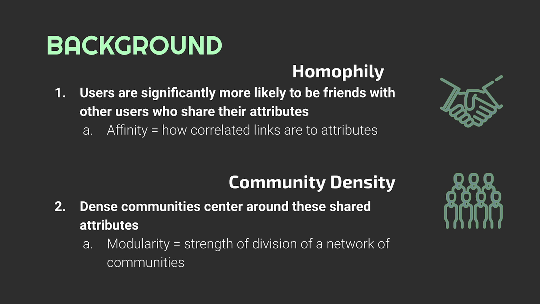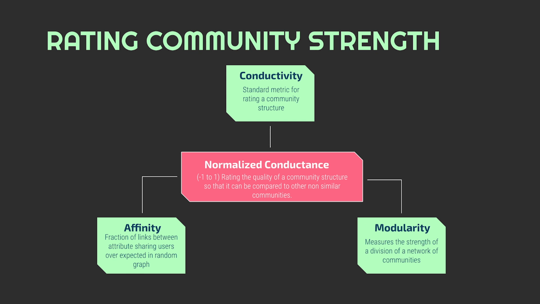The second observation is that dense communities center around these shared attributes. Researchers used a metric called modularity, which measures the strength of division of a network of communities or modules. Modularity is then a measure of the fraction of intra-community edges minus the expected value of the same quantity in a network with the same community divisions but with edges placed without regard to communities.